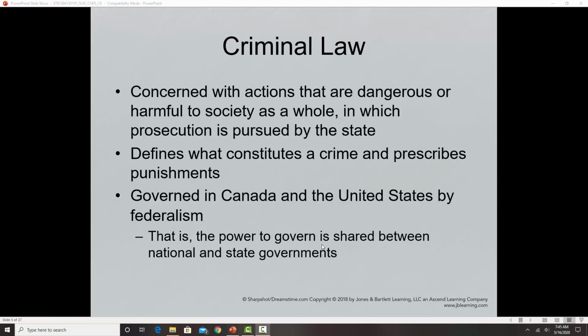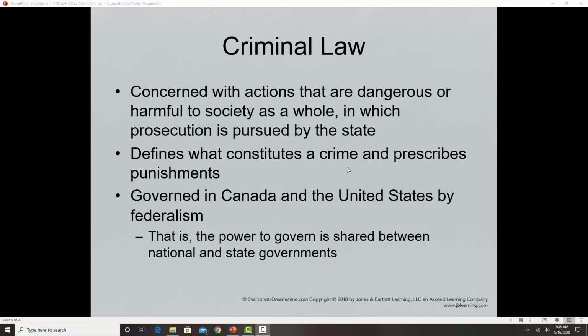Here in the United States, our legal system is based on criminal law, concerned with the actions that are dangerous or harmful to society as a whole. Our states and our federal government create laws, and laws are really what determine what is harmful to society. So every culture is going to be different in terms of the laws that they create, but it's basically our legal system that defines what is harmful to society, what is against the law. It really defines what constitutes a crime.